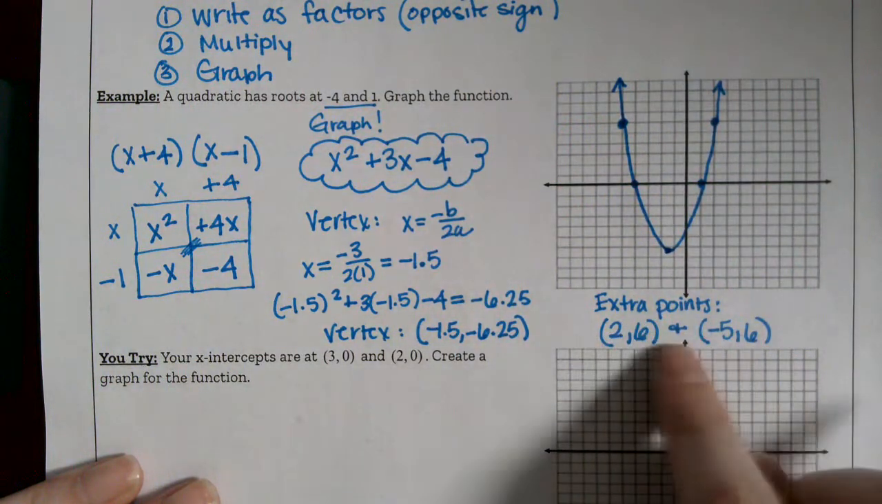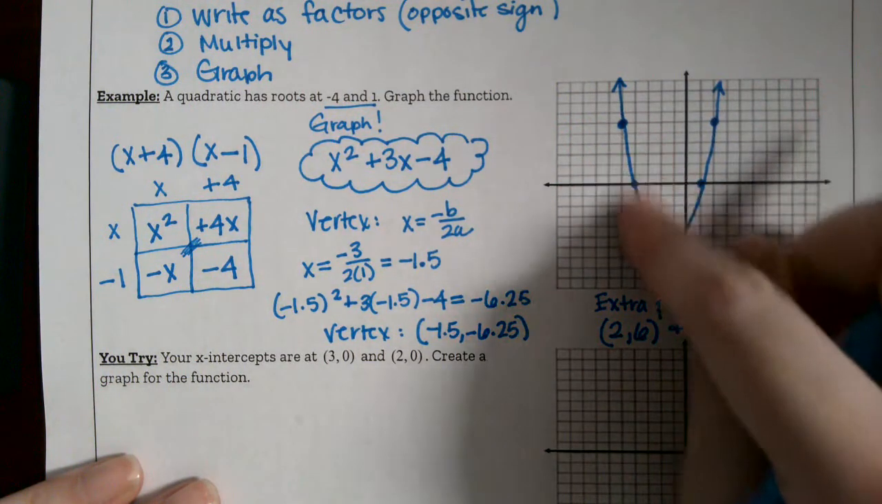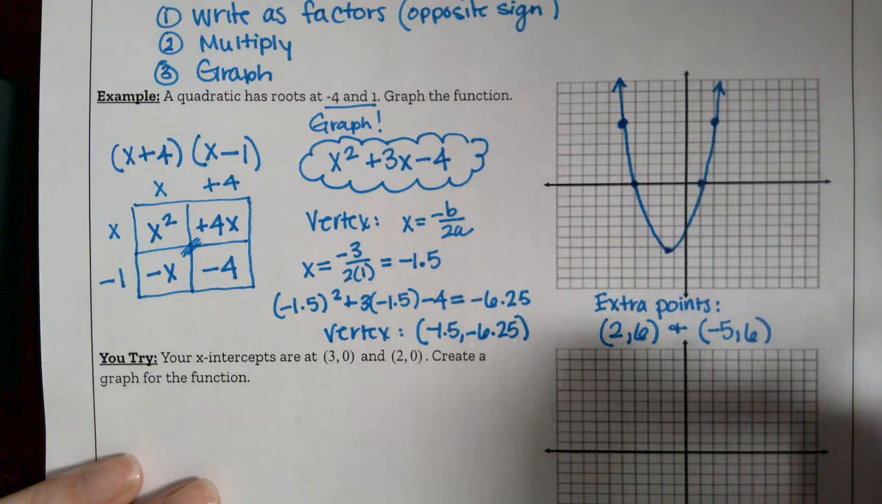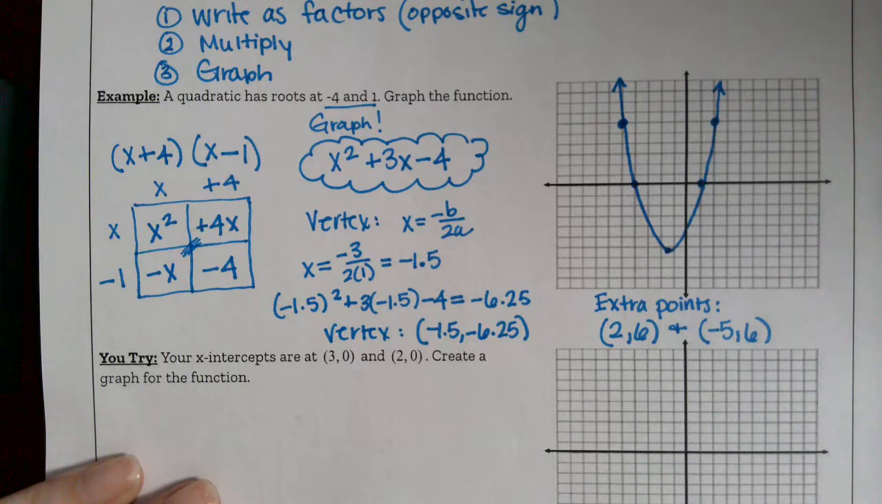Now you don't need to add the extra points if you can draw the parabola without them, but if your points are very close together, you'll probably need to add some extra points. So that's why I showed you. So I'm going to go ahead and pause the video and do the U-try and then unpause to see the answer.